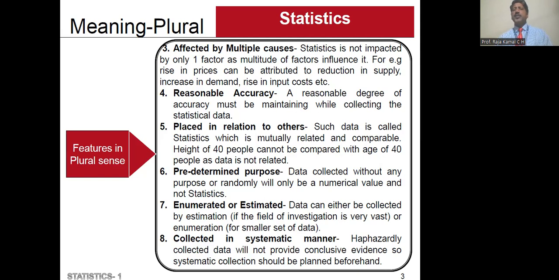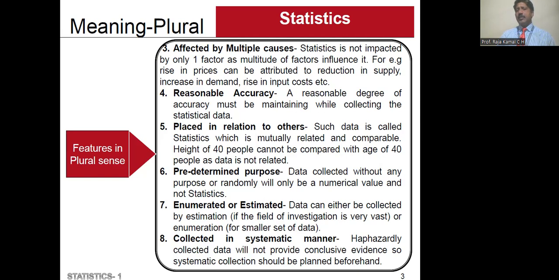As I told you, statistics are affected by multiple causes. They are not impacted by only one factor. They are impacted by many different causes. For example, the product demand in the market has been reduced. There may be one chance that due to a rise in prices, the demand for the product decreased. Due to inflation, the demand for the product decreased. There are many causes why the demand was reduced in the market. So statistics are affected by multiple causes.